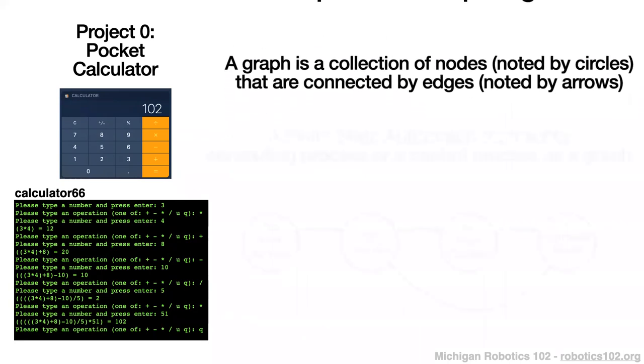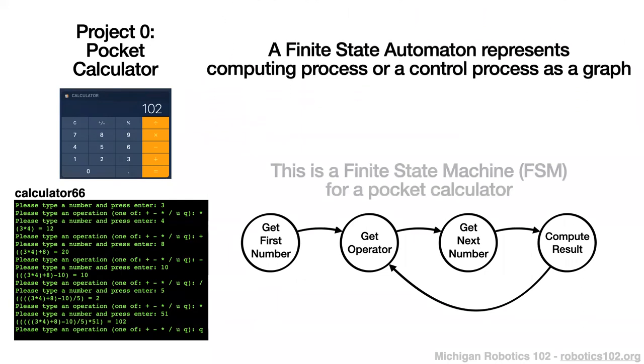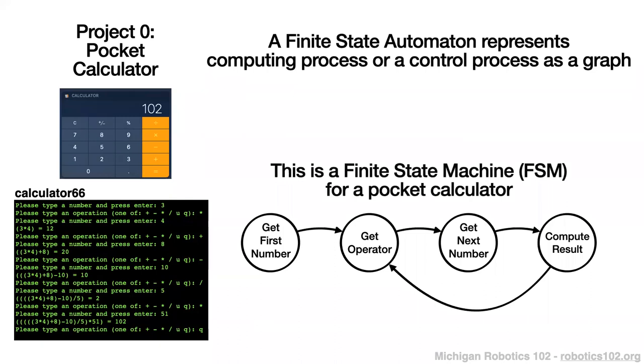In particular, one of the things we do is represent computation using a graph through something we call a finite state automata. A finite state automata uses a graph to represent a computing process or some sort of control process in graphical form. We usually express it as what we call a finite state machine. And what we're seeing right here is actually the finite state machine for our pocket calculator.